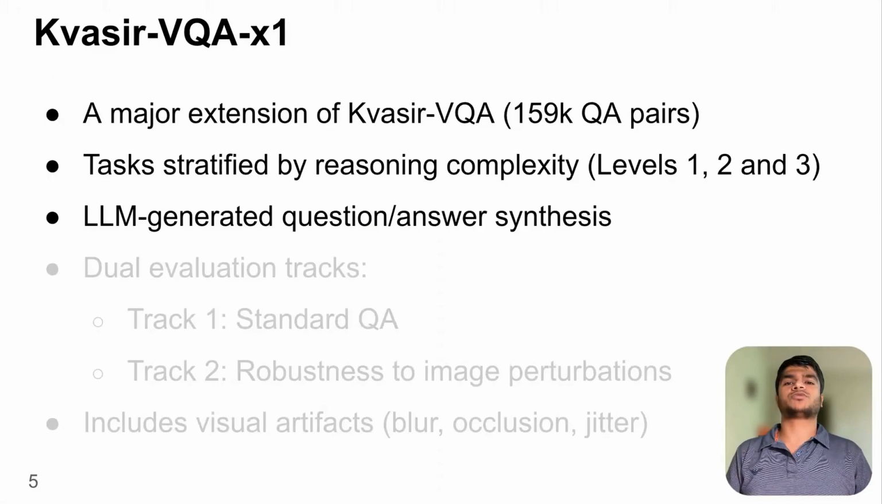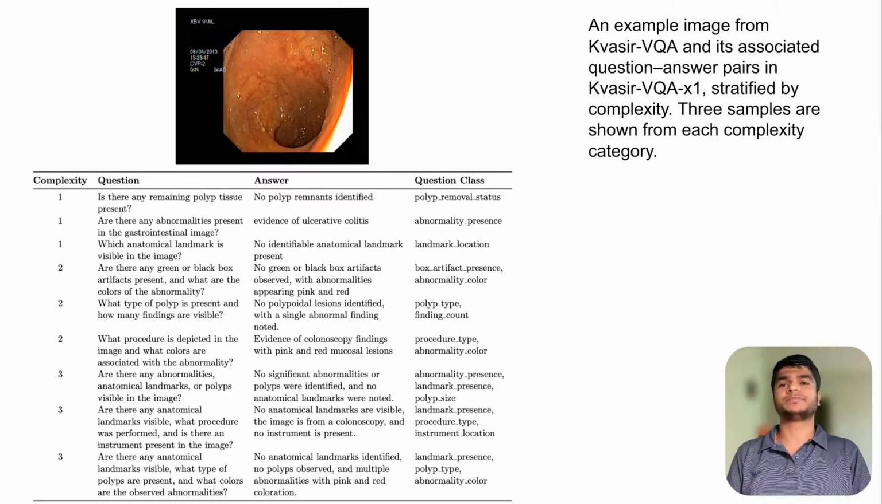For Kvasir-VQA X1, we extended the Kvasir-VQA dataset. The new dataset has around 65,000 question answer pairs spanning 18 clinical categories. We stratified the questions into three different reasoning complexities. So some are atomic questions in the simpler version, while others require deeper clinical reasoning. Large language models (LLMs) were used to help us generate new question answers by combining the old question answer pairs from Kvasir-VQA, and also check for correctness to make sure they align with the real questions annotated by doctors.